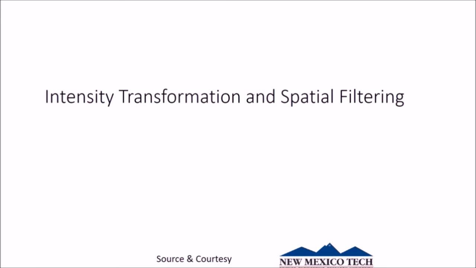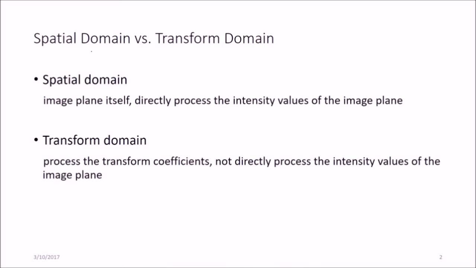In DIP, let us see the intensity transformation and spatial filtering. First, we'll see the spatial domain and the transform domain. What it means: spatial domain is the image plane itself. It directly processes the intensity value of the image plane. That is the image which you have learned up till now. Two-dimensional intensity function. So it is spatial domain.